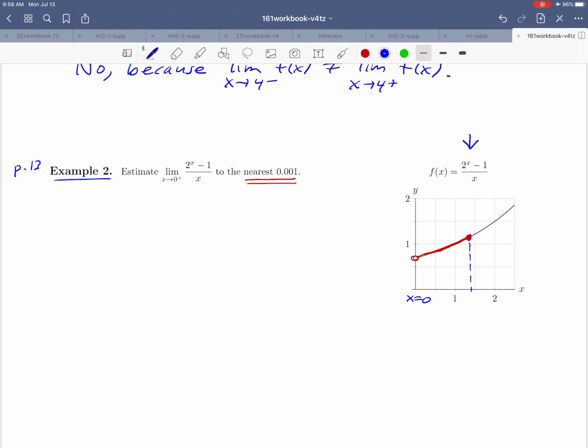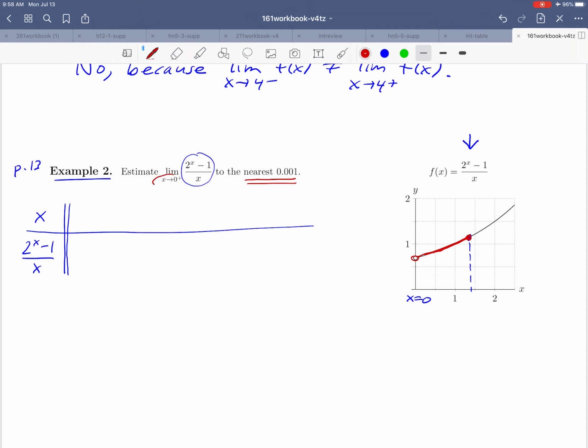One way that you can use is to make a table. We have a formula for the function that we're taking the limit of. So what we'll do is make a table that has two rows in it. One row is going to have x's and the other row is going to be values of our function. And the question then is, what kind of x values do we want to substitute in here?